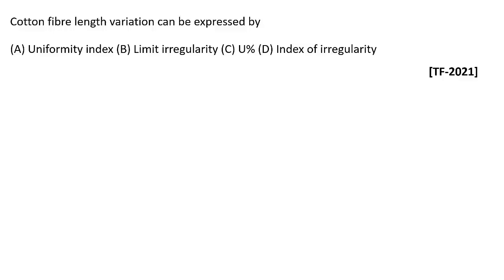It is a 1 mark question of textile testing part. It says cotton fiber length variation can be expressed by option A uniformity index, option B limit irregularity, option C U percent means Wooster percent, option D index of irregularity. So how is the cotton fiber length variation measured? If you have read about this, then it is measured by uniformity ratio.